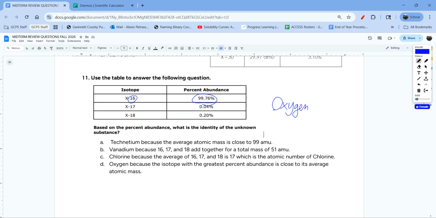Based on percent abundance, what is the identity? So technetium, because the average atomic mass is close to 99, that's not true. That's the percent. The average atomic mass should be close to 16 because that's the one you see the most of. Vanadium, because 16, 17, 18 add together for a total mass. Nope. C is chlorine because the average of 16, 17, and 18 is 17. No, that's not the type of average we're doing. And if you really want to do the math, you can, or just focus on the one that you see the most of, biggest percent. Oxygen, because the isotope with greatest percent abundance is close to its average atomic mass. Yes.